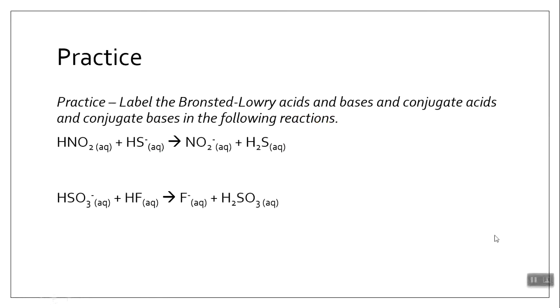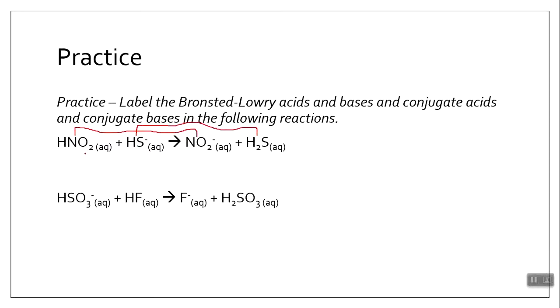So let's take a look at this example. Let's label the Bronsted-Lowry acids and bases and conjugate acids and conjugate bases in the following reactions. So you have to look at the overall picture, okay? So look on the left side, look on the right side, try to pair them up, okay? So let's see. Here we have HNO2 plus HS-, and then on the other side we have NO2- and H2S. So obviously these two are a pair, and then these two are a pair, and I'm basing that on the nitrogen and the sulfur, right?